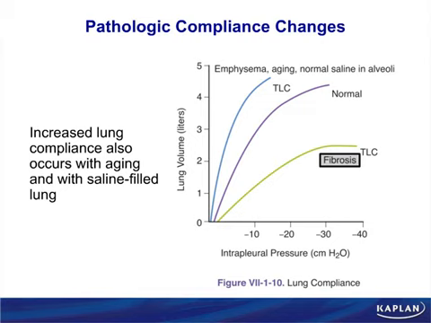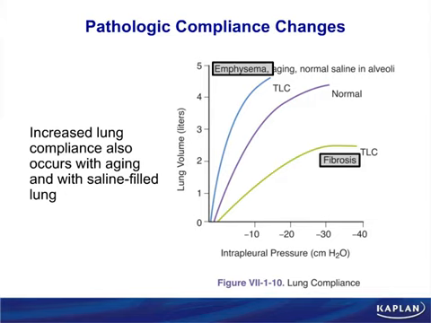Our other example here is emphysema. That's the blue line. Notice that compliance has markedly increased. In emphysema, we're getting destruction of the interstitium of the lungs. The alveolar septa are being destroyed, and so we have less and less inward recoil of the lung. As a result, that means we have increased compliance.